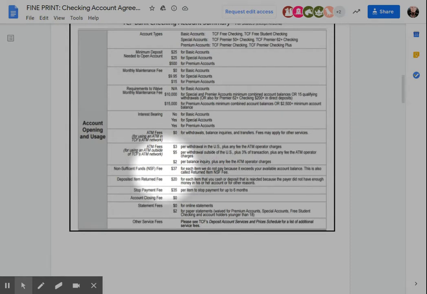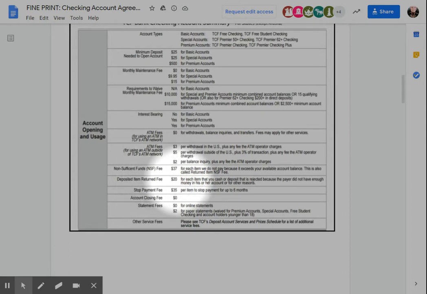Non-sufficient funds, that means I don't have enough money in my account, is going to be a $37 fee for each item that they do not pay because it exceeds your available account balance. So each time that I try to pay something that I don't have enough funds for, I get charged $37. For each item that I cash or deposit that is rejected because the payer did not have enough money is $20. So I just had this happen to me the other day.